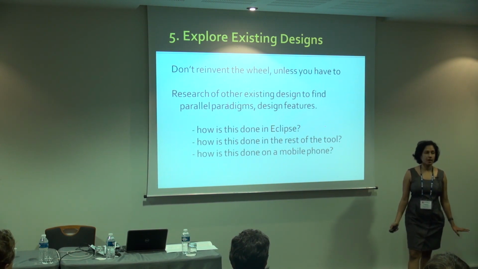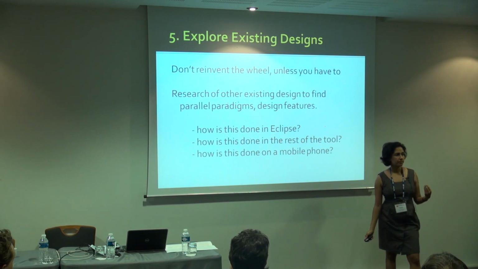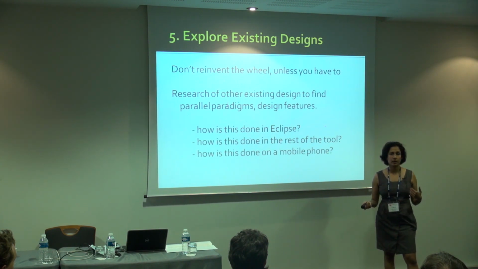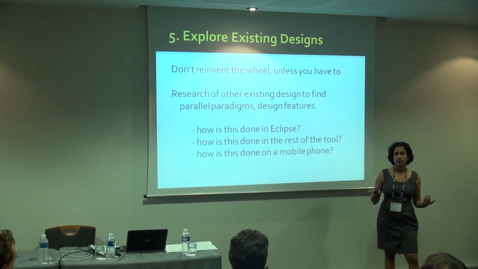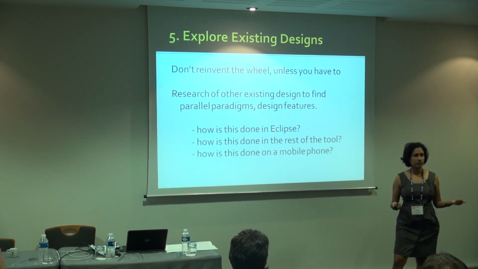Okay, so we're on to step 5. Step 5 is explore existing designs. So the idea here is don't reinvent the wheel if you don't have to. Have a look at what else is out there and how other tools solve the problem. So in Diamond's case, we asked ourselves some questions like, well, how would Eclipse do this? Or how would the rest of the tools do this? Is anyone else doing something similar?